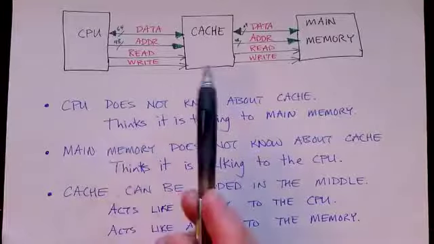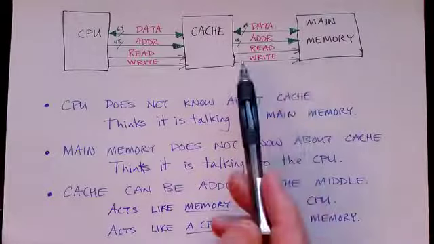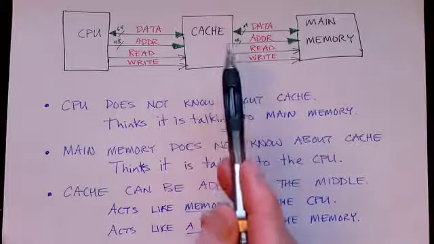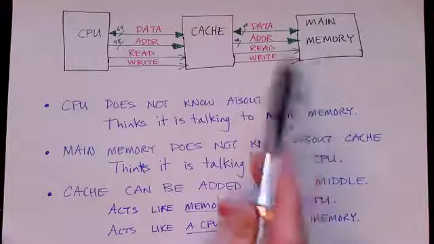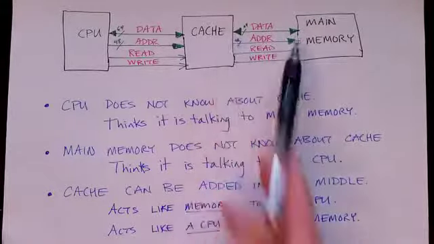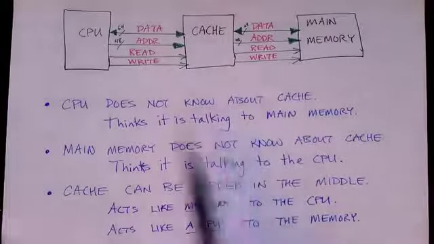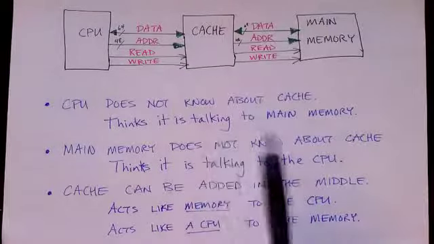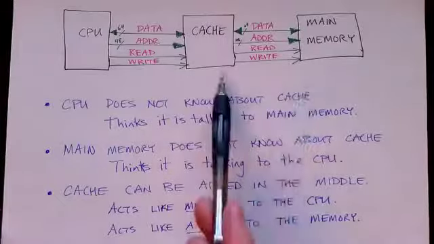The main memory doesn't know that it's talking to the cache, it thinks it's talking to the CPU. So the cache basically acts like a CPU, and it can send address and read and write commands to the main memory, which then can supply data in the case of a read or accept data in the case of a write. So the cache can be added in the middle of this situation, and from the CPU's point of view it looks like a memory, and from memory's point of view it looks like a CPU.